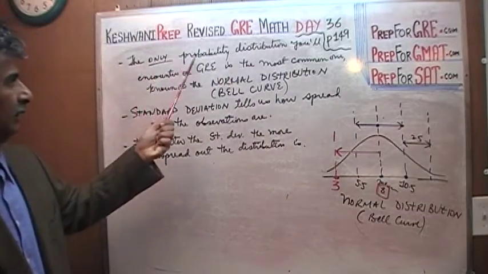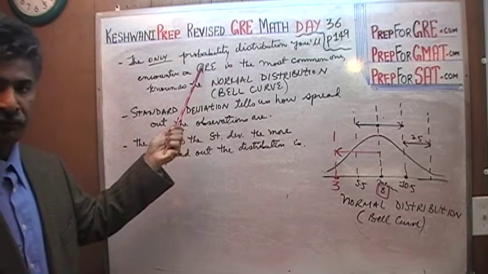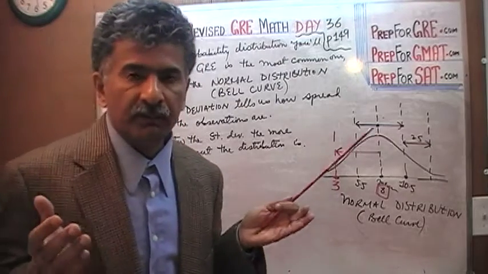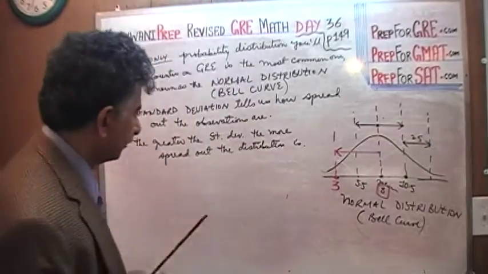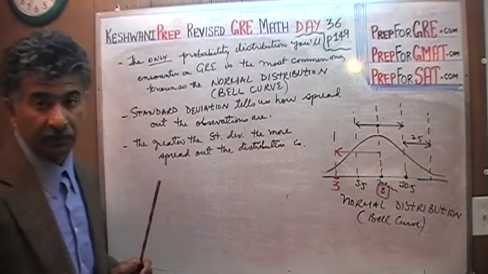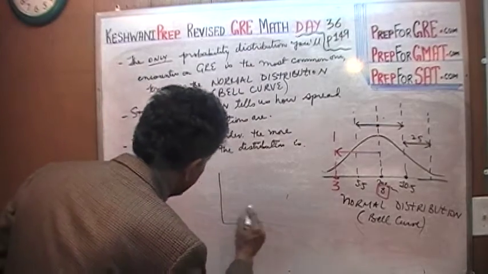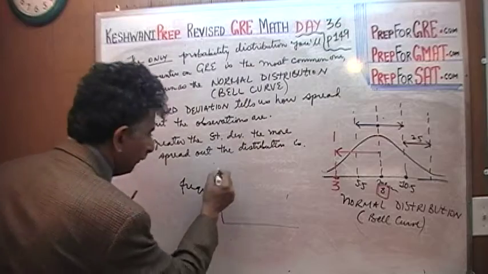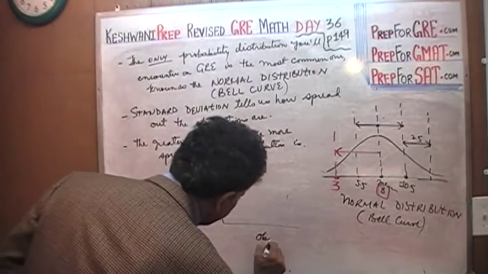This is called a probability distribution. The reason why it's called probability distribution is because that's what it shows. It shows different probabilities, the odds of something happening. So in a normal distribution, or for that matter any probability distribution, what you have on the y-axis are the frequencies. The y-axis tells you how often something happens, and here are your observations.